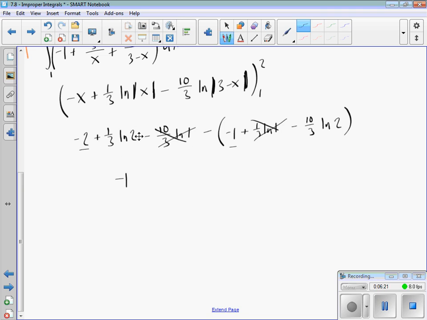And then this is a third of natural log of 2 plus 10/3 natural log of 2, so I would have 11/3 natural log of 2. And check to see if that matches. And that does come out to the right answer, so we're good there.